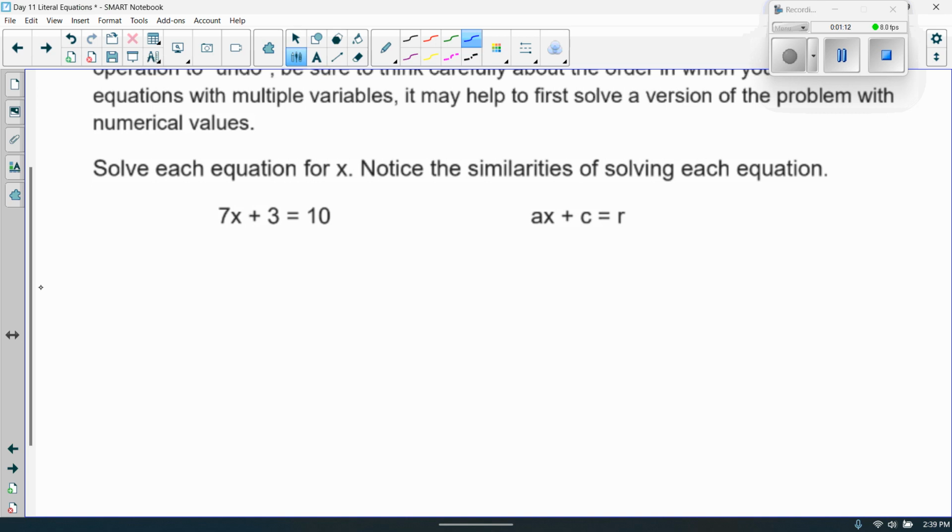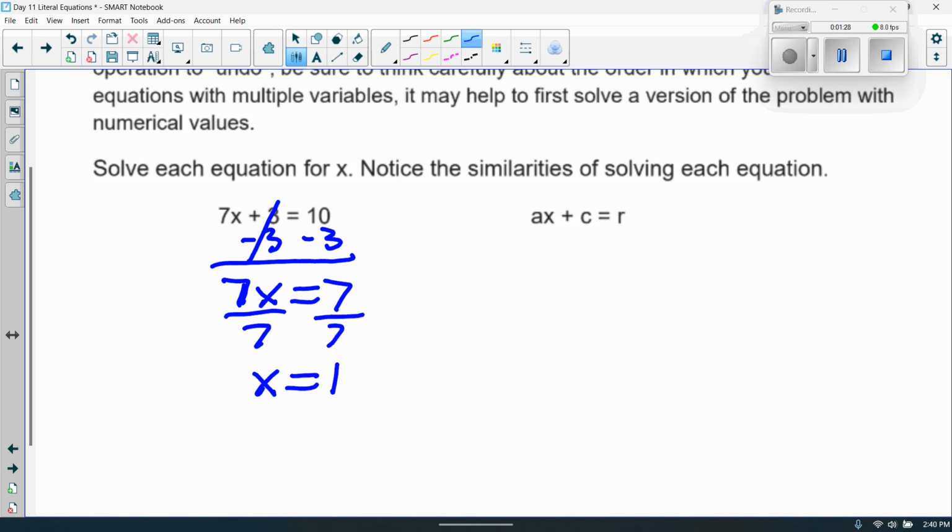So here we go. On the left side, a very, very easy equation. So let's solve it. Minus 3 on both sides. You get 7x is equal to 7. Divide both sides by 7, and you get x equals 1. Simple enough. That's why it's a two-step equation. Now on the right side, that's a lot scarier looking.